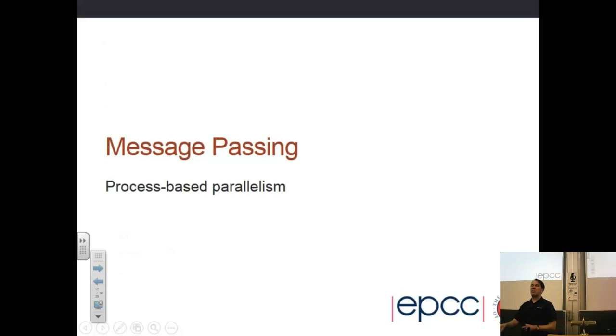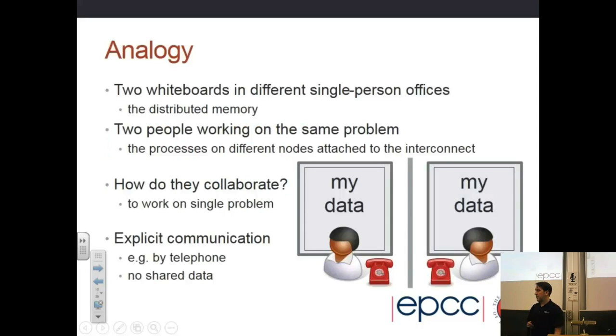So the way that you scale past a single node onto the many thousands of nodes on a modern parallel computer is to use message passing, which is based on processes. The analogy here is two whiteboards in different single-person offices. This is the analogy because, as I said, a process's data is ring-fenced. You can't read and write directly to another process's memory. That's like you and your coworker being in different offices, potentially one in Edinburgh and one in Sydney in Australia. Remember, a modern parallel computer is lots and lots of separate nodes, each like a laptop with its own memory. The distributed memory is like these multiple whiteboards, but how do they collaborate on a single problem?